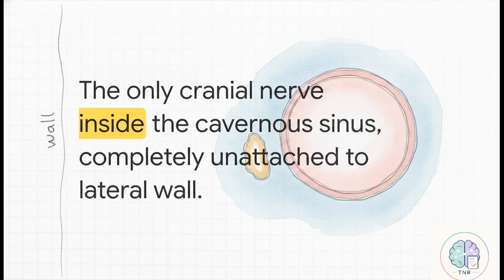Now, floating right next to the ICA in that pool of venous blood is the abducens nerve, cranial nerve VI. And this nerve is completely unique. Why? Because unlike cranial nerves III, IV, and V1, V2, the abducens nerve isn't anchored to the lateral dural wall at all. It sits totally free, completely inside the cavernous sinus, right up against the carotid artery. This unfortunately makes it incredibly vulnerable during aneurysms or any direct surgical approaches.